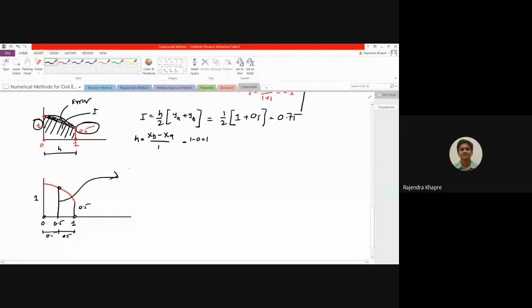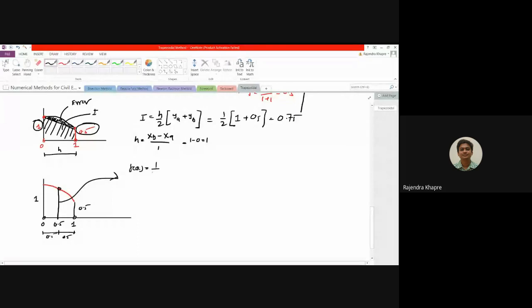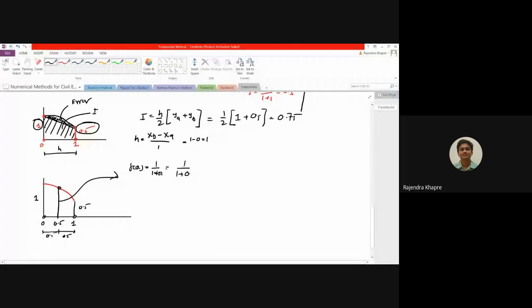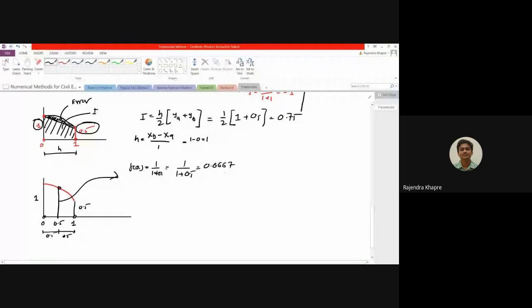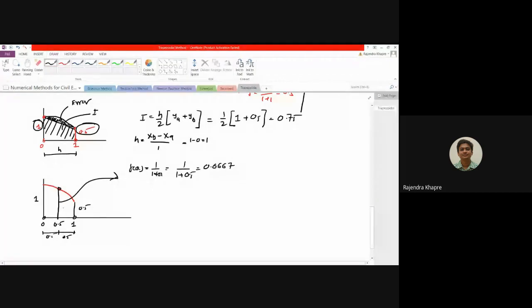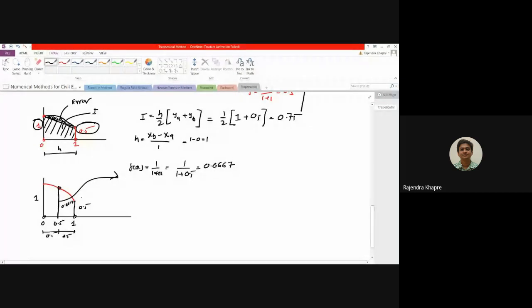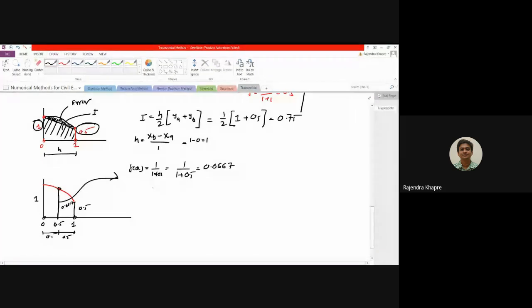For this, our function of x is nothing but 1 upon 1 plus x. So this is 1 upon 1 plus, where x is now 0.5, that is 1 upon 1.5. How much is that? Anyone? 1 upon 1.5, how much is that? Let us say 0.66667. So this is 0.66667.